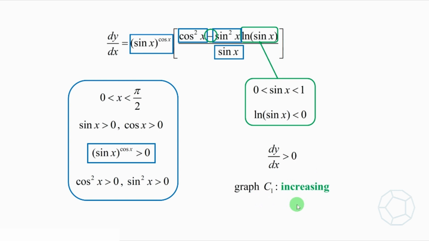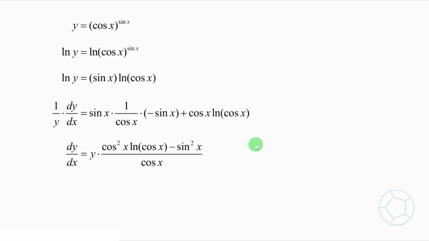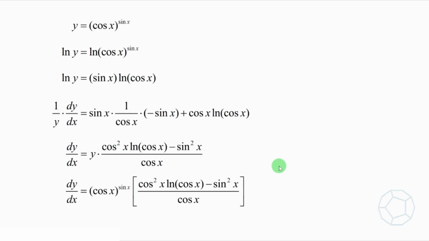How about the graph C2? We can use exactly the same method to differentiate the function. You may want to pause the video for a while to check each step. For the graph C2, dy dx is equal to cosine x to the power of sine x times bracket cosine square x log cosine x minus sine square x all over cosine x. The derivatives of the two functions look very similar to each other.